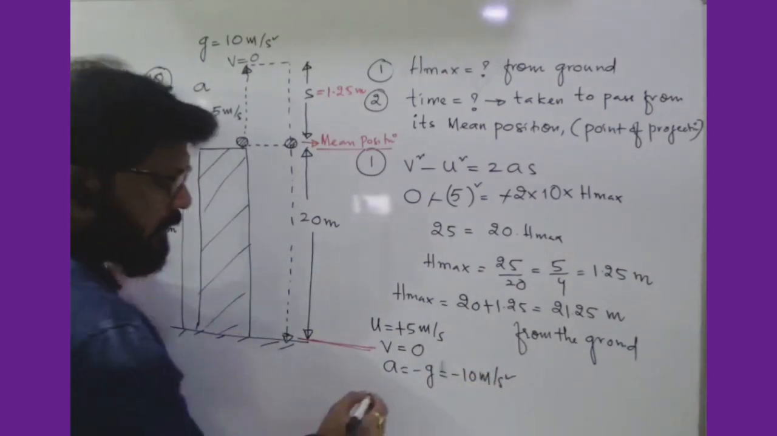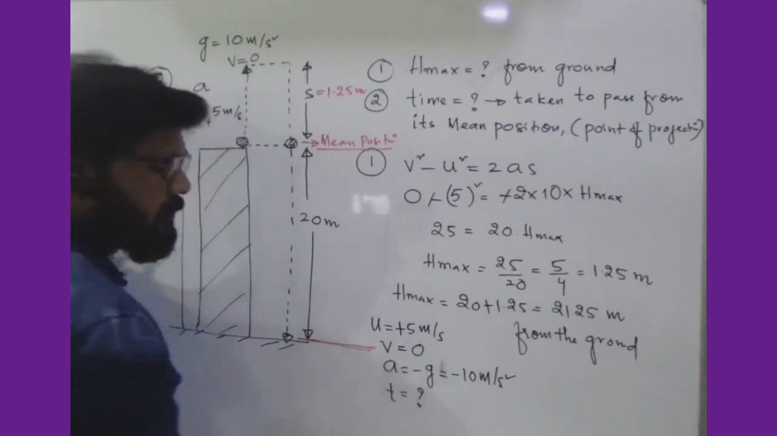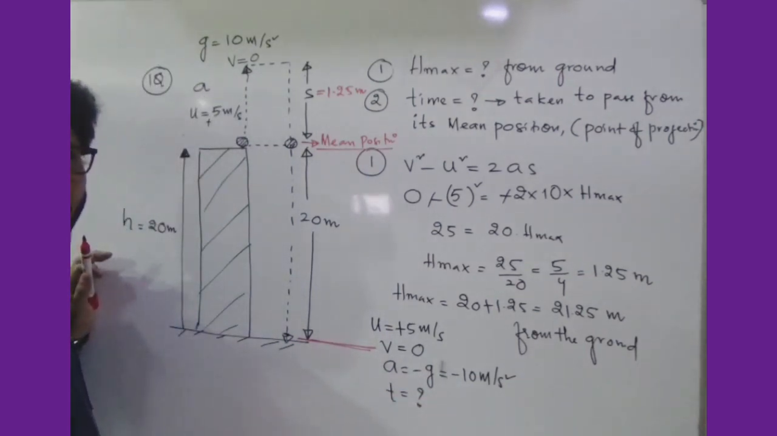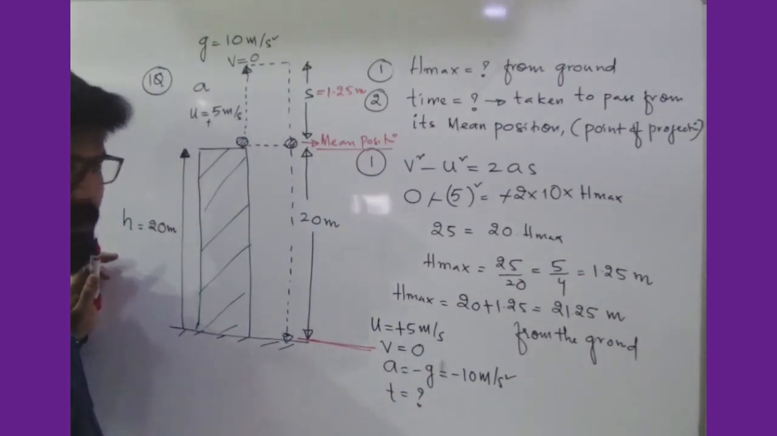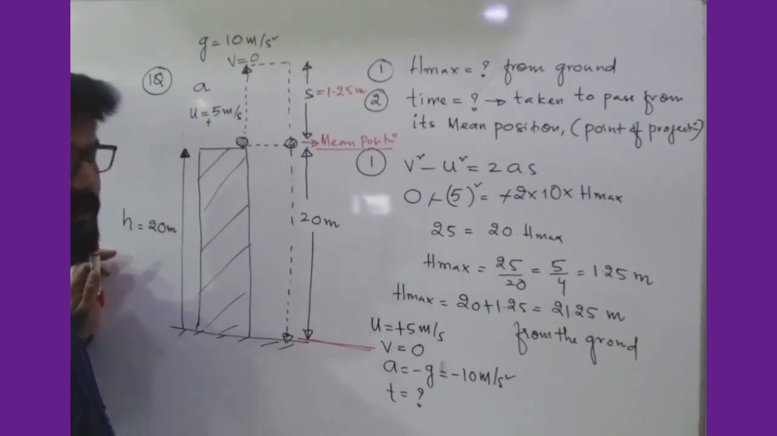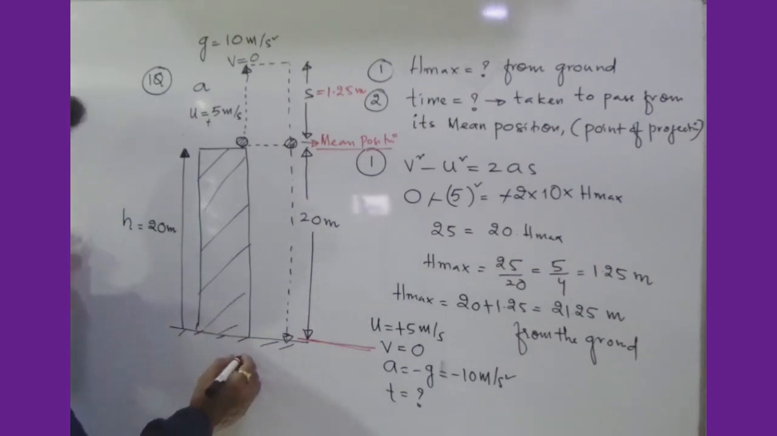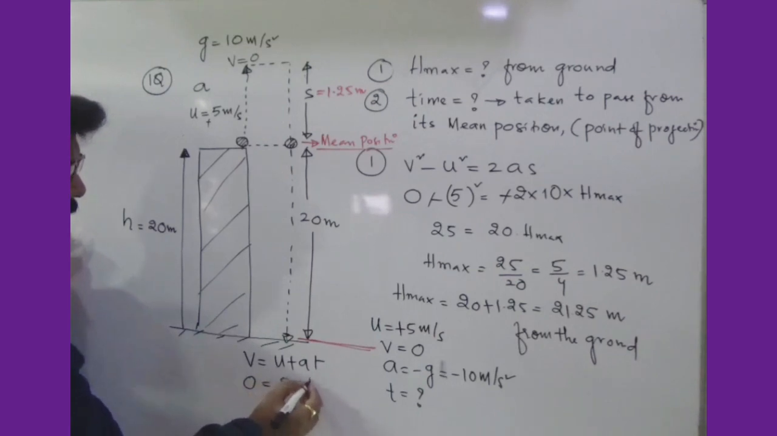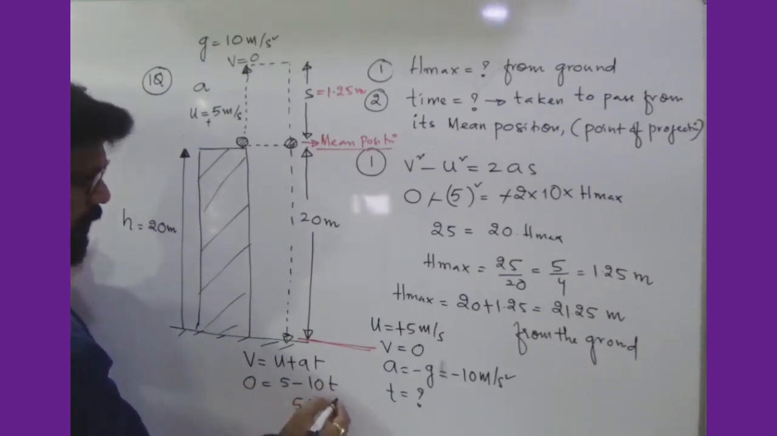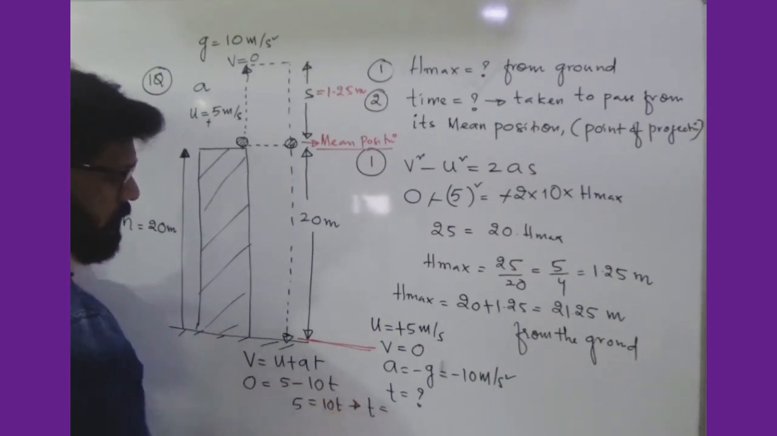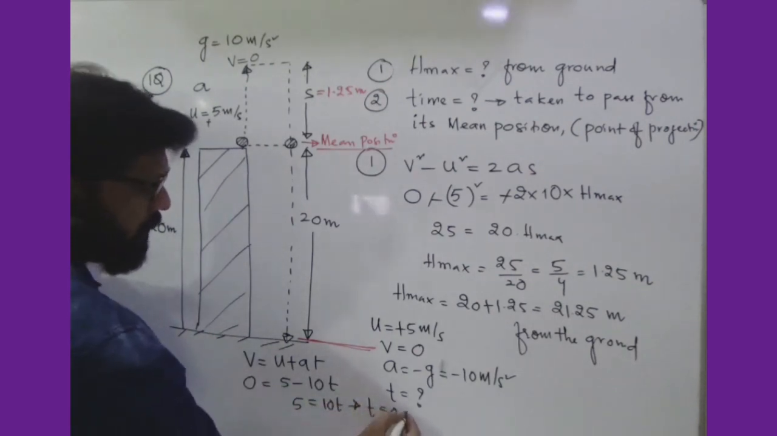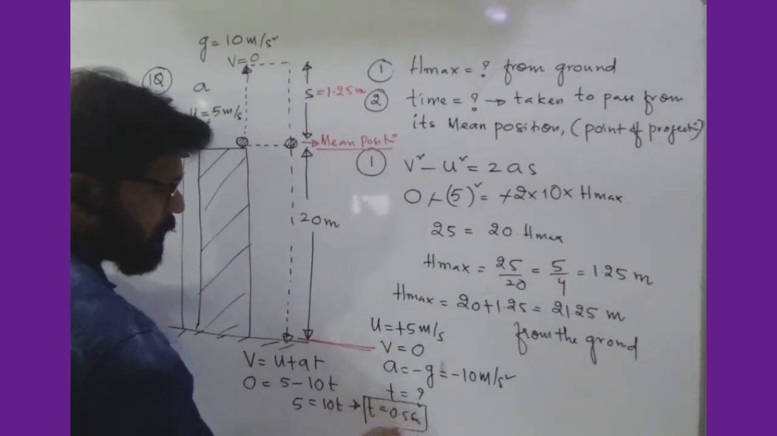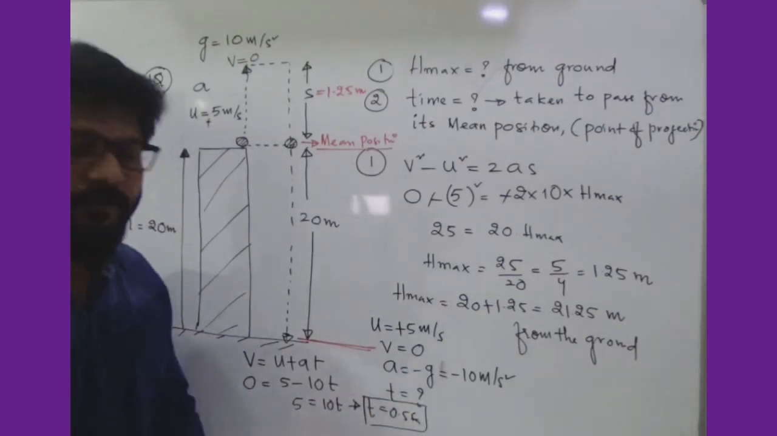So T is equal to what? Can anybody tell? V is equal to U plus at. Now if I substitute, V is 0, equal to 5 minus 10 into T, or 5 is equal to 10T, or T is equal to 5 by 10, that is nothing but 0.5 seconds. So time is 0.5 seconds. Hope it is clear.